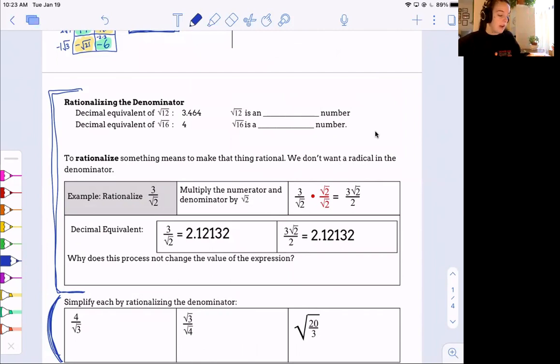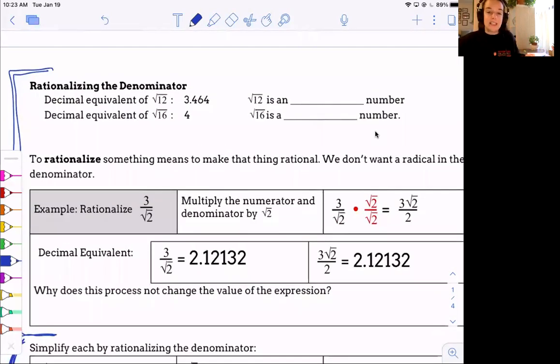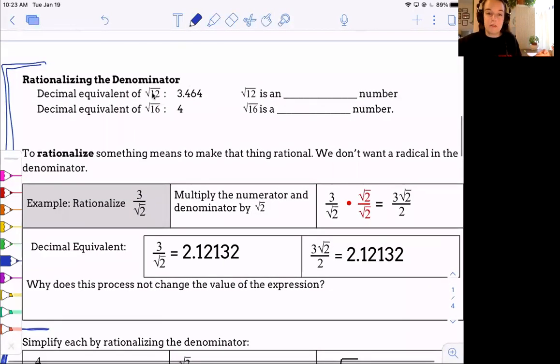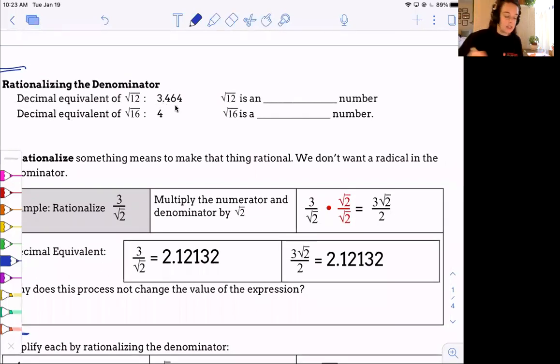Cool. All right. So the decimal equivalent of the square root of 12 is 3.464 and so on. It goes on forever and ever. This is called an irrational number. An irrational number, as you probably remember, is a decimal number that goes on and on forever. It never repeats itself. Also like pi. Pi is also an irrational number, right?